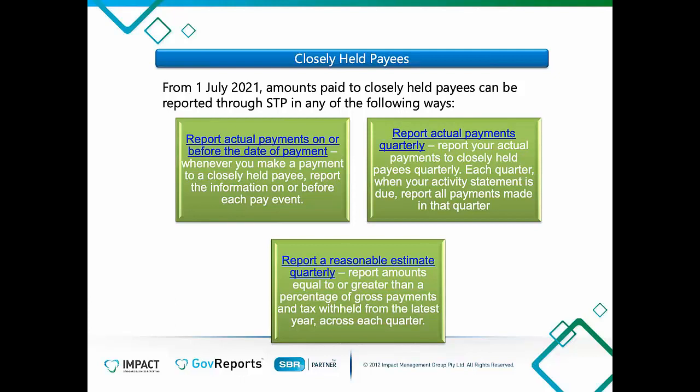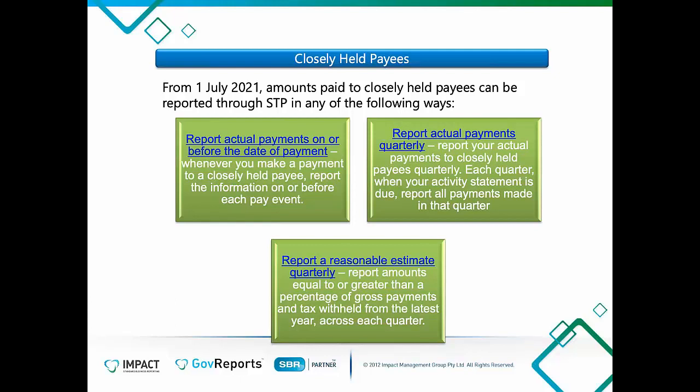The other one is to report a reasonable estimate quarterly, and I do believe perhaps that will be a favoured trend while we're all getting used to the system. And obviously to me it means BAS agents and income tax agents need to absolutely have communication going backwards and forwards. We have to talk to each other, and if you're a BAS agent, you have to get advice from the income tax agents before you make any of these decisions on these closely held payees.